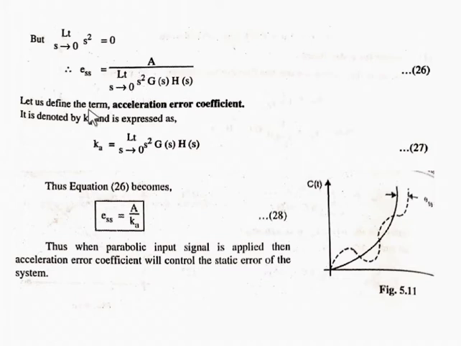Now this term is known as the acceleration error coefficient Ka. So Ka is defined as limit s tends to 0 of s square G(s)H(s). From this equation 26, the steady state error for the parabolic input ESS equal to A by Ka. So this is the desired parabolic input and this is the output response. At steady state, this is the steady state error, which is defined as A by Ka.